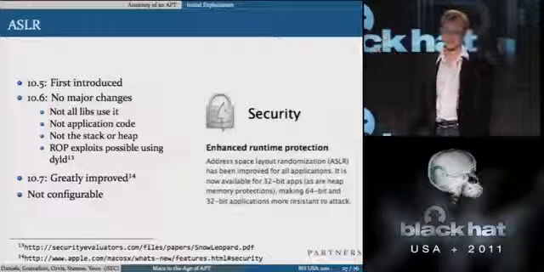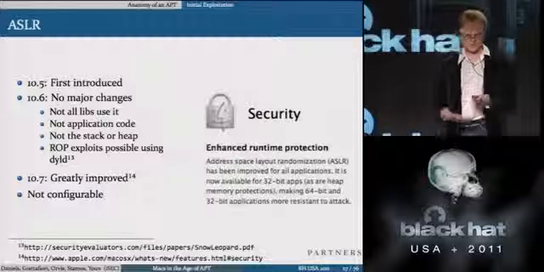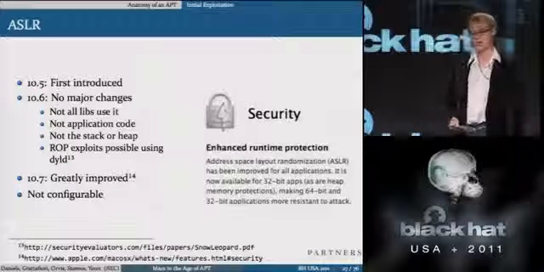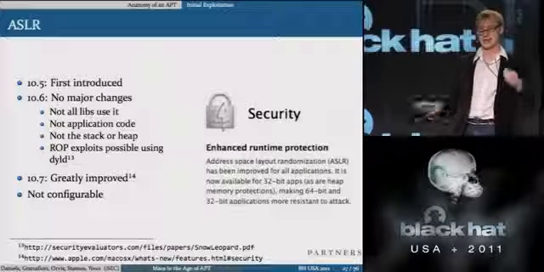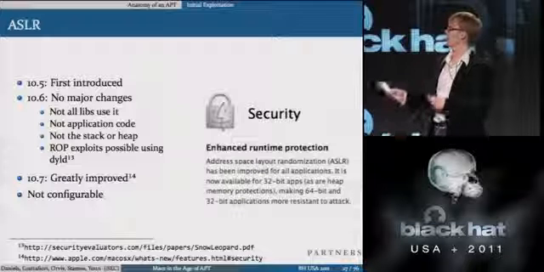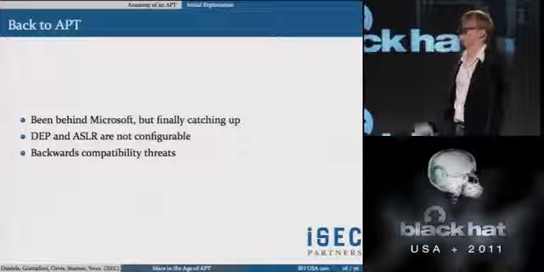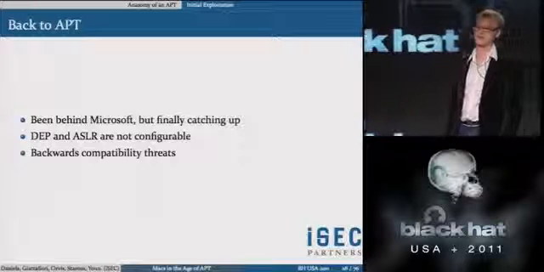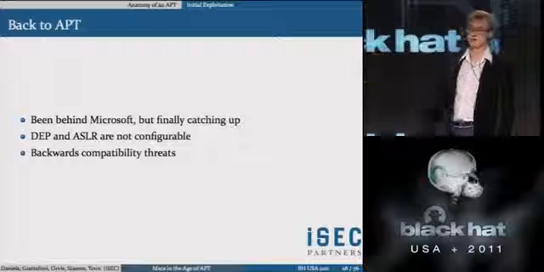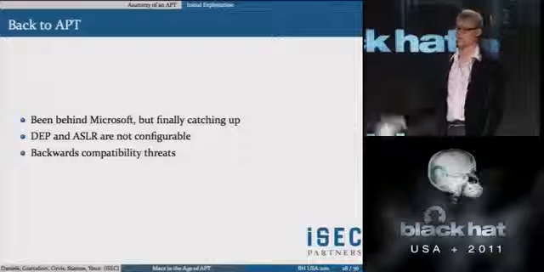Fortunately, in 10.7, Apple says they've significantly improved their ASLR implementation to a point that's supposed to be comparable to Windows. One major drawback, though, both with ASLR and their DEP features, is that it's not configurable. If you compile and link your code on 10.6 and then run it on 10.7, at least your DEP will not be there. So, coming back to the overall picture, Apple has been behind Microsoft, but they're finally starting to catch up in terms of exploit mitigation. Their DEP and ASLR are not configurable, so you can't necessarily apply them to all older code, and that leads to these backwards compatibility threats.